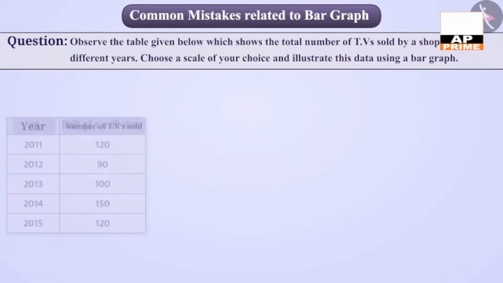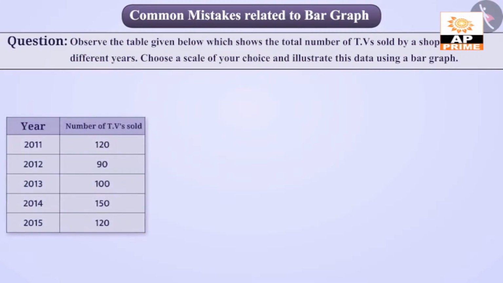Now let us understand some of the mistakes made while drawing a bar graph with the help of an example. Question. Observe the table given below, which shows the total number of TVs sold by a shopkeeper in different years. Choose a scale of your choice and illustrate this data using a bar graph.